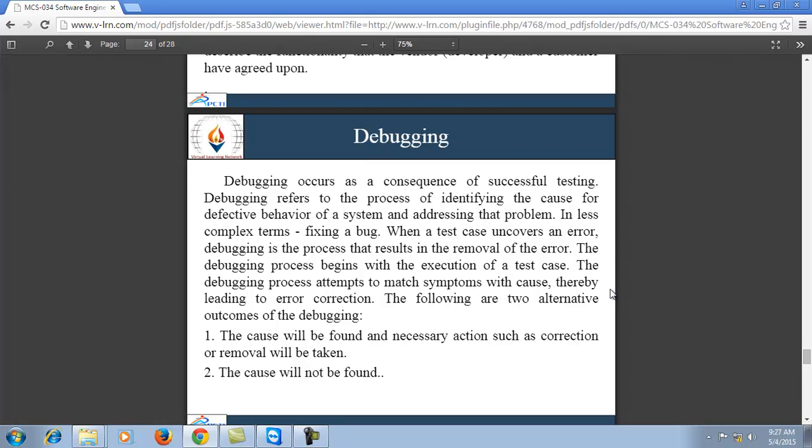There are 2 alternative outcomes of debugging. The cause will be found and necessary actions such as correction or removal will be taken, or the cause will not be found. The second is the dangerous problem, because once you identify the problem, then things can be corrected. But if you haven't identified any sort of cause, then it will become very difficult to understand the thing. Right?